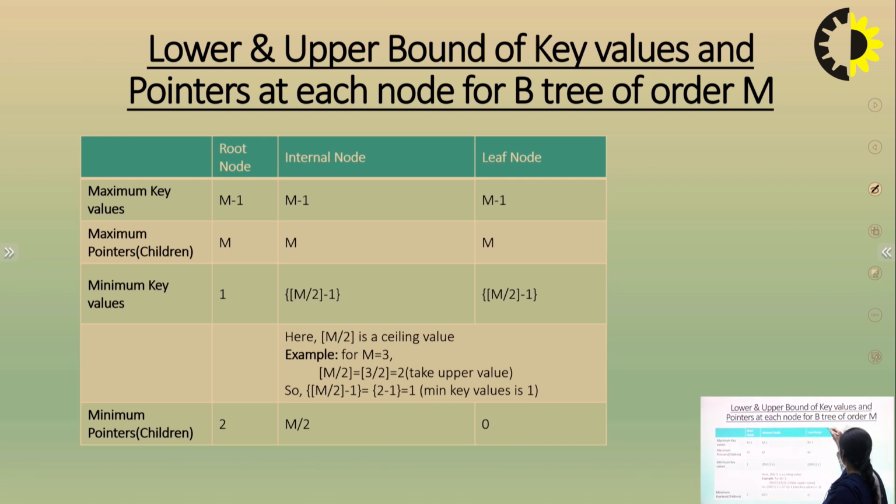Now, suppose we have a numerical problem given to you and the order M is mentioned in that problem. In any numerical problem of B tree, either order is given or degree is given. Suppose order is given in the numerical problem, then how will you solve it? Just see this. Order is given. In that case, you have to find the maximum number of keys and minimum number of keys.